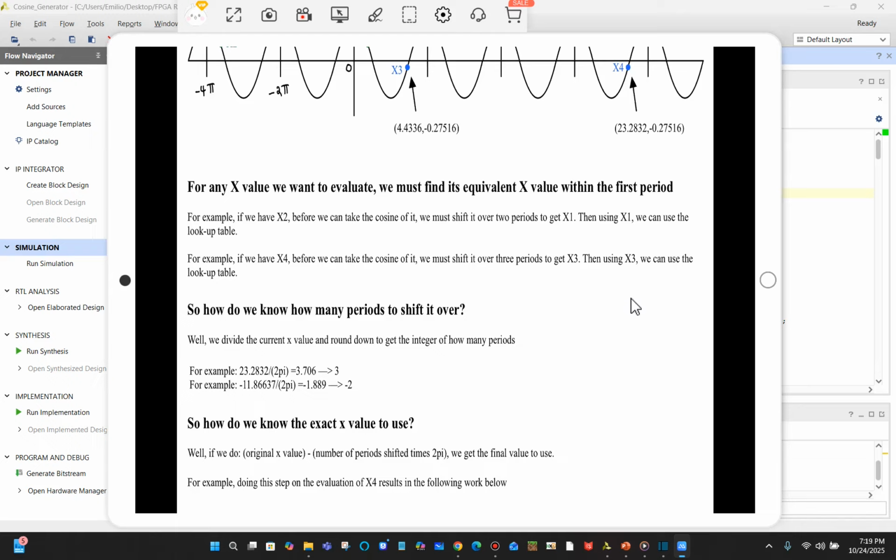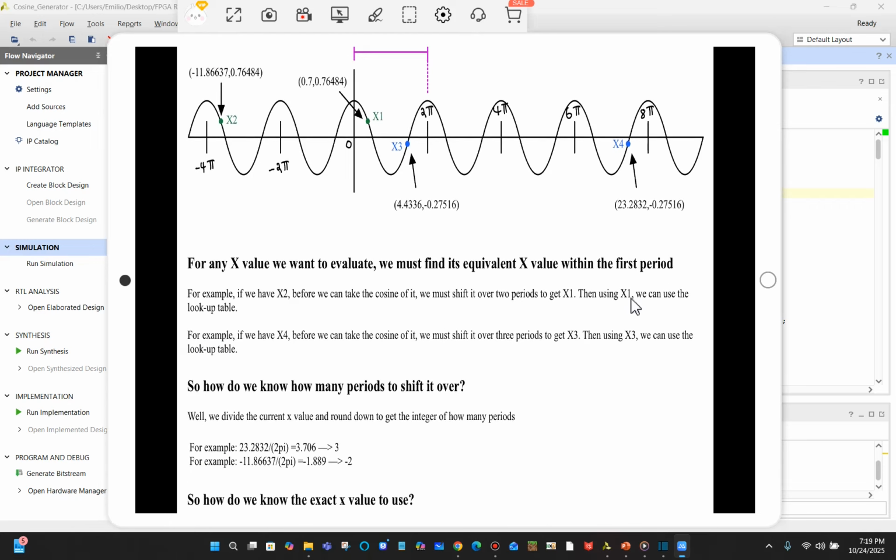So, and again, for example, if we have negative 11.8837 as our first value, and we want to get the cosine of this, well, we need to know how many periods to shift it over. Visually, we can see it's 1, 2, but the hardware needs to do math, so we're going to take that value, divide by 2 pi, we get negative 1.889, then we go down. We round down, we floor it to get negative 2. So we know that we went 2 over. 1, 2.